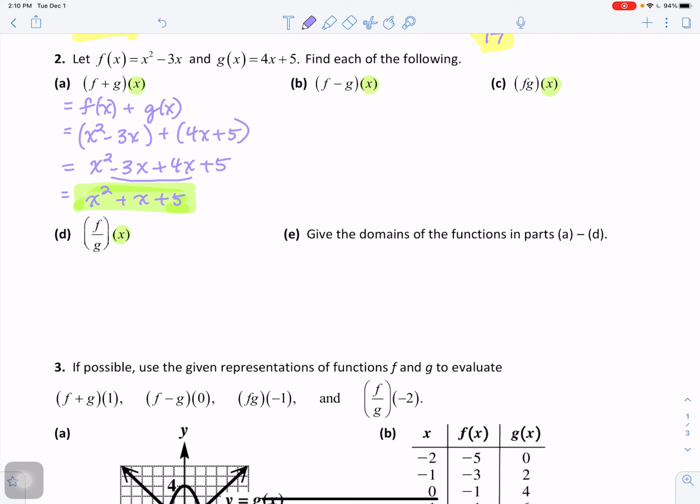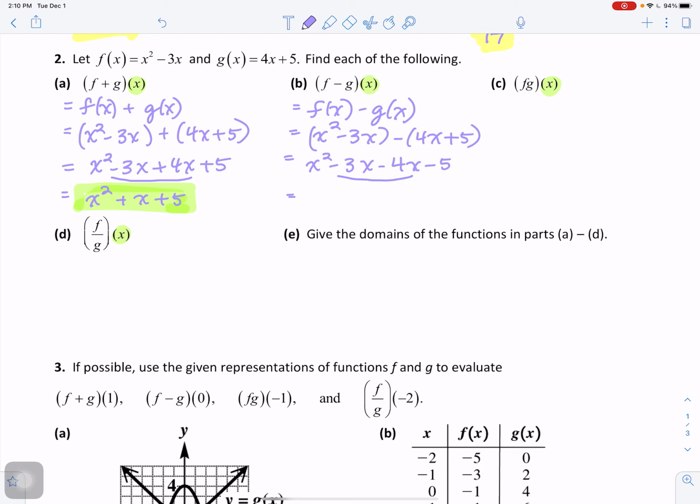Okay. How about f minus g of x? That's f of x minus g of x. And that's equal to x squared minus 3x minus, in parentheses, 4x plus 5. And these parentheses are important when we have the subtraction because we're going to distribute that negative. And we can combine these. We end up with x squared minus 7x minus 5.